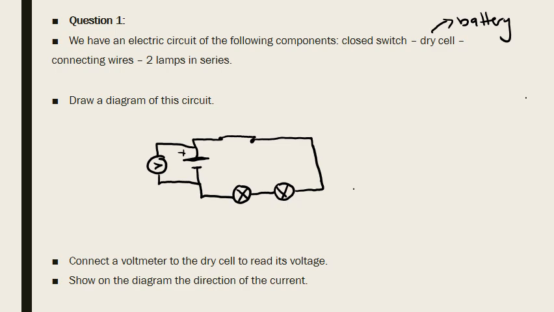And then it says show on the diagram the direction of the current. So the current flows from the positive to the negative. So you look at the battery here, this is positive, so it flows from the positive to the negative, which is here. Okay, so this is why I drew the arrow in this direction.